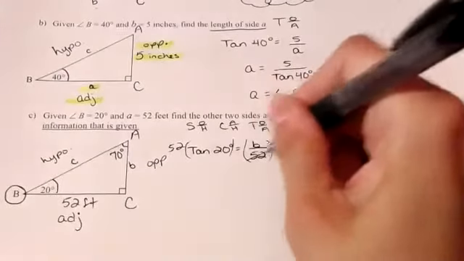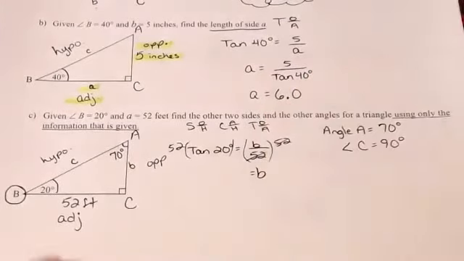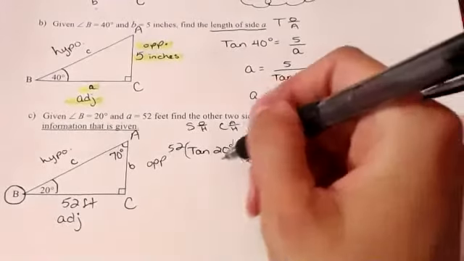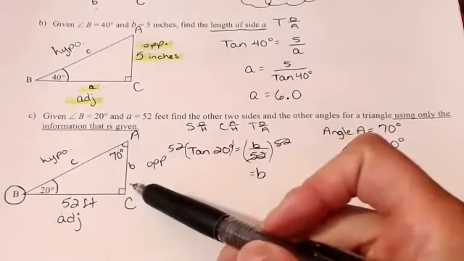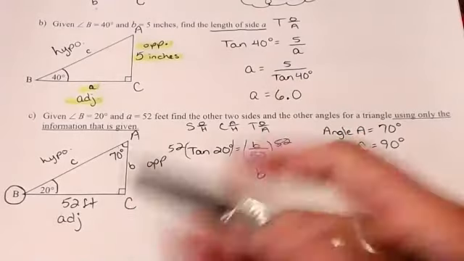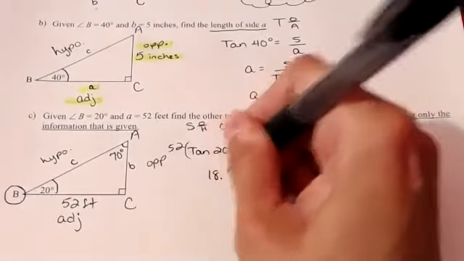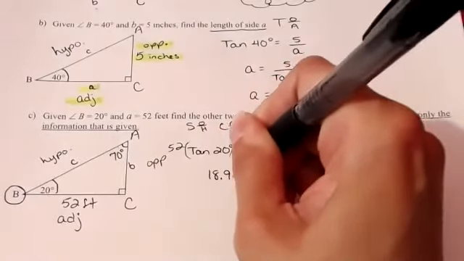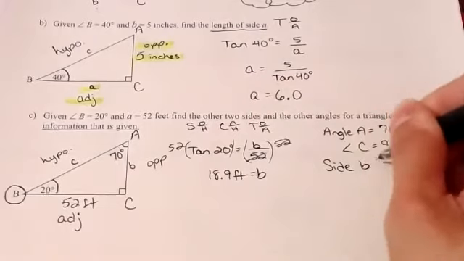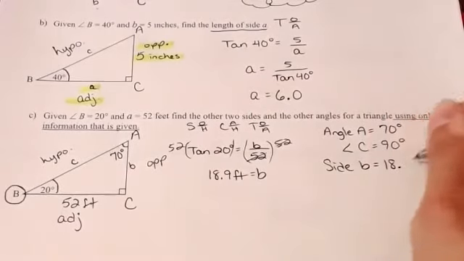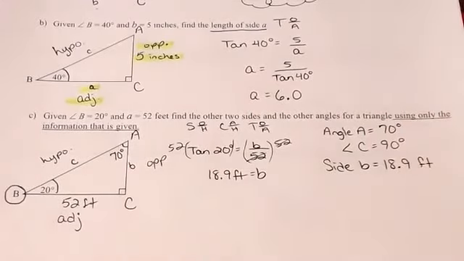We know that the 52s will cancel. Let's punch into our calculators 52 times the tangent of 20 degrees. That's going to give me 18.9. We are solving for side B and our units are in feet, so this is going to be 18.9 feet. I'm actually going to write that here. So side B is 18.9 feet.